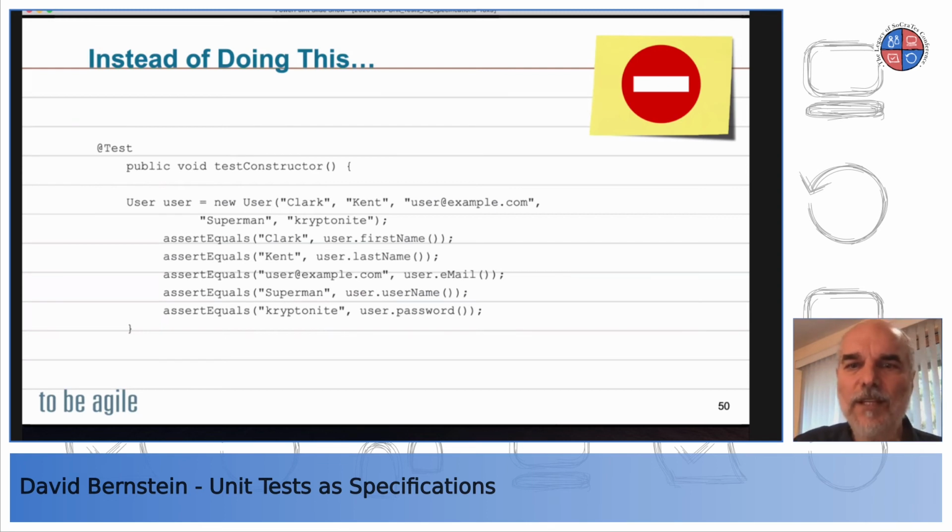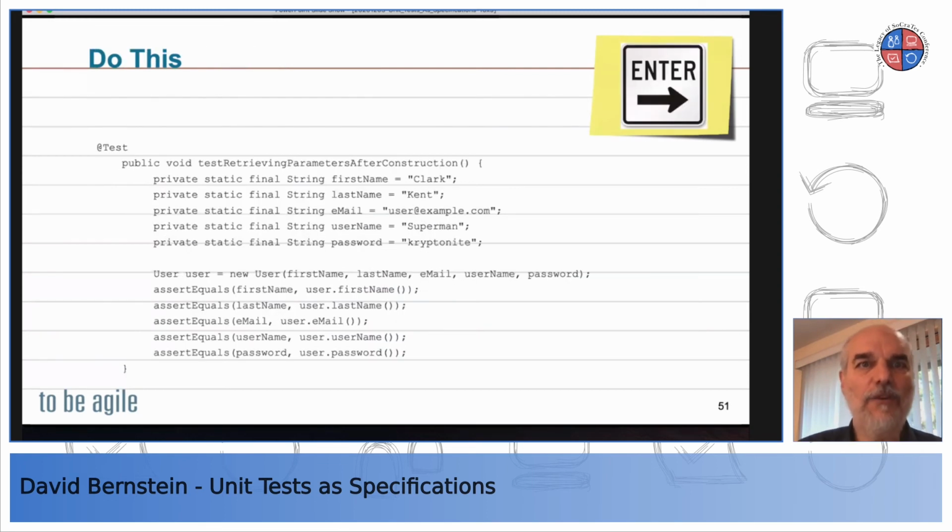So instead of doing something like this, do this. First, I give it a good intention revealing name, like test retrieving parameters after construction. And then I create fields for each one of those different values, like first name, last name. Now, when I look at my new user call, I can easily read what those fields are. And it makes sense. It's readable like a specification. And if I misspell the first name from the passing into the new user to the assert, then the compiler can tell me that I misspelled it. So this is a little technique called instrumentation, and I use it all the time. It allows me to let my tests read more like a specification.